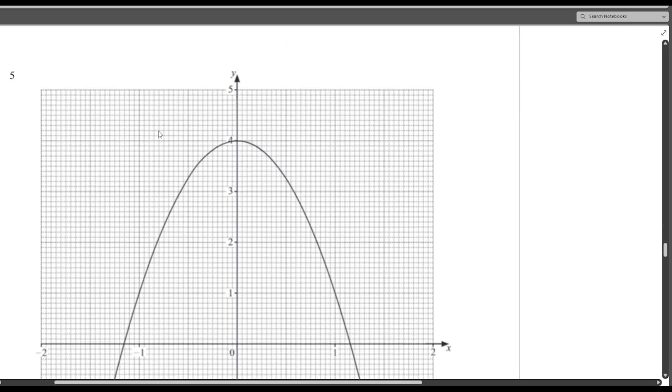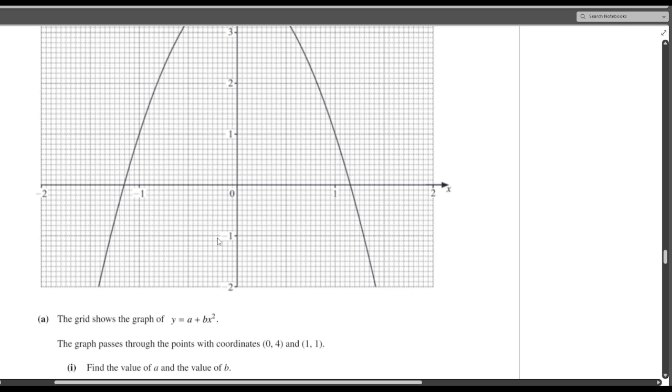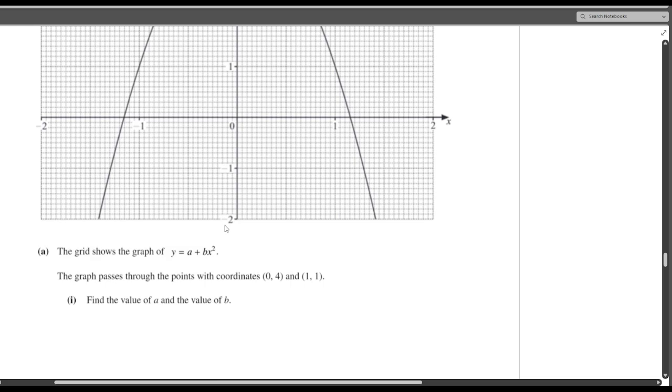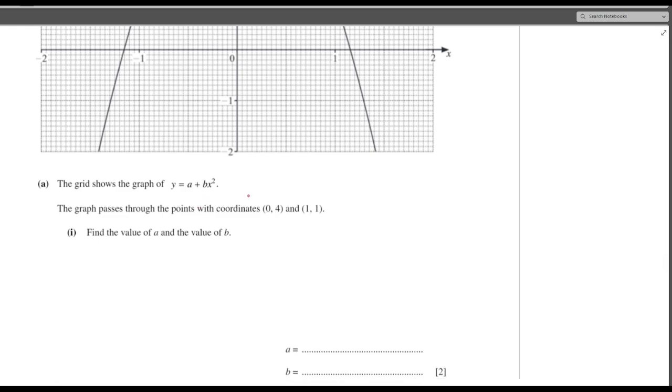Now let us come to question number 5. The grid shows the graph of y is equal to a plus b x square. The graph passes through the points with coordinates 0, 4 and 1, 1. Find the value of a and b. No problem. Two unknowns are given, a and b, and I have been given 2 points, so those 2 points are sufficient for me.